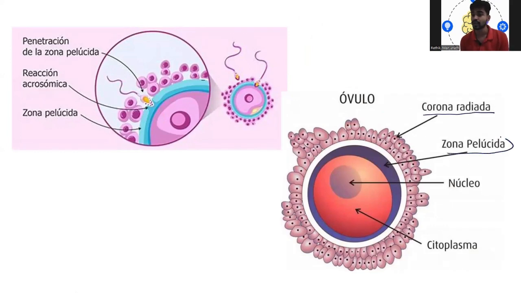Then you will see the zona pellucida region. Then you will see the cytoplasm region, where you will see the animal pole and vegetal pole. Now, understanding in which region the sperm is going to encounter the ovum first, it will obviously be the corona radiata. So it's the corona radiata.